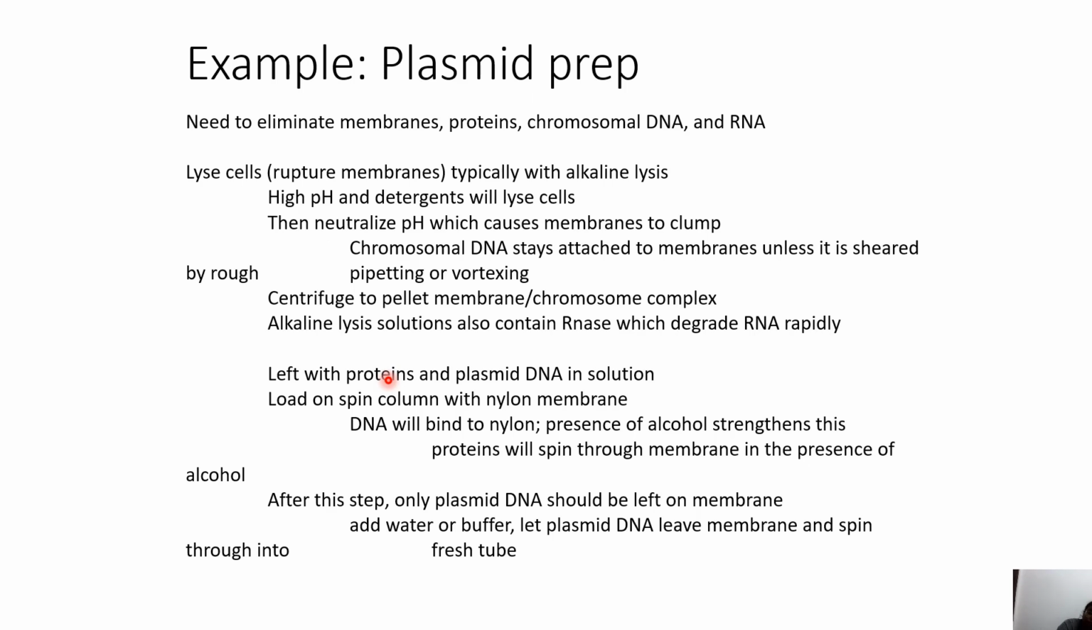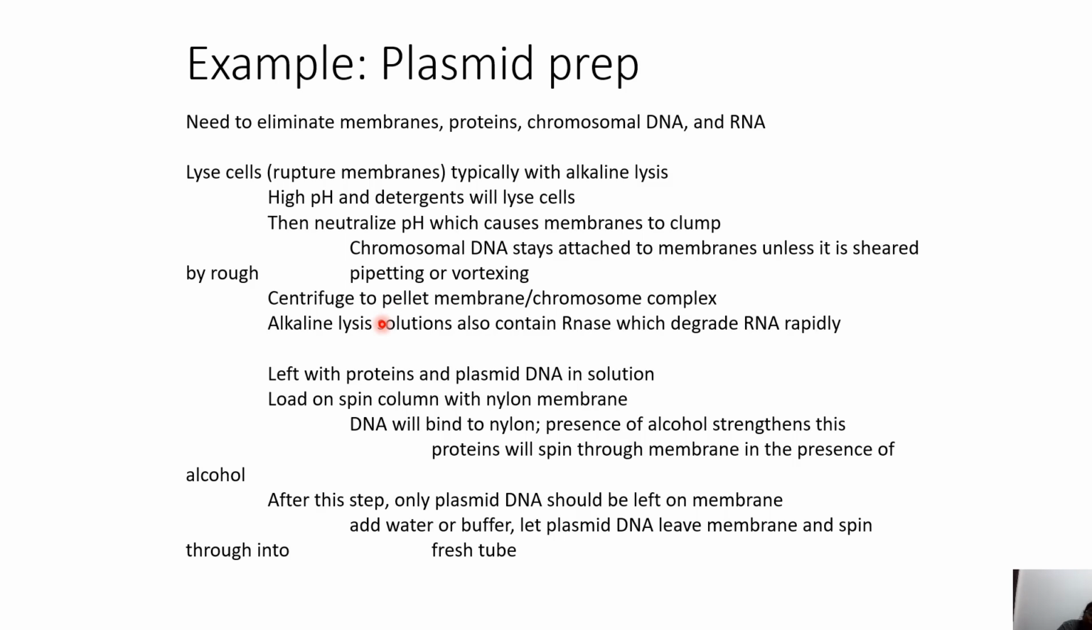Okay. So basically we need to eliminate membranes, proteins, chromosomal DNA like genome, and RNA. So basically we lyse cells, which ruptures the membranes, typically with alkaline lysis. High pH and detergents will lyse the cells. Then neutralized pH will cause the membranes to clump. Then chromosomal DNA stays attached to the membranes unless it is sheared by rough pipetting or vortexing, and we can centrifuge to pellet the membrane-chromosome complex. Now, alkaline lysis solutions also contain RNase, which degrades the RNA rapidly. Okay. Now we are left with the proteins and plasmid DNA in solution.